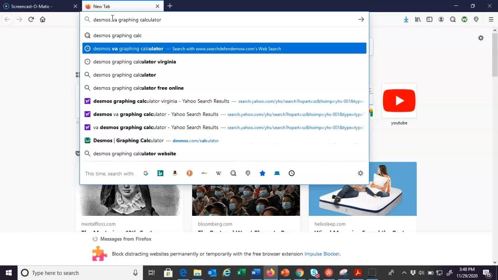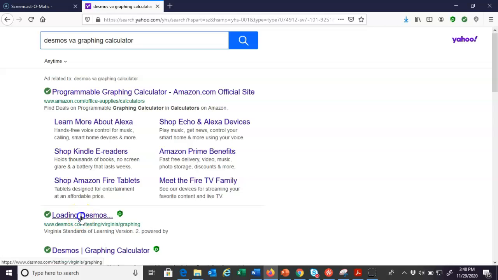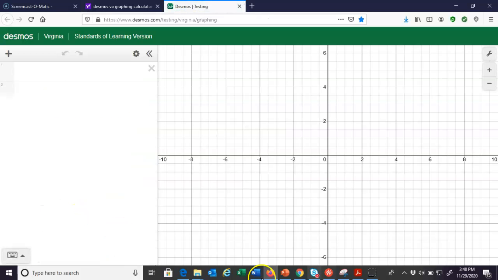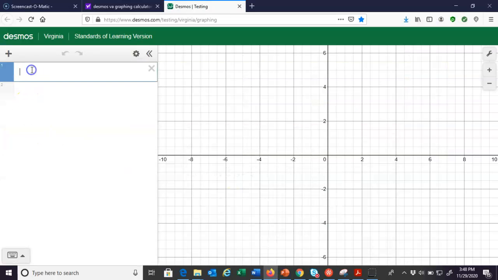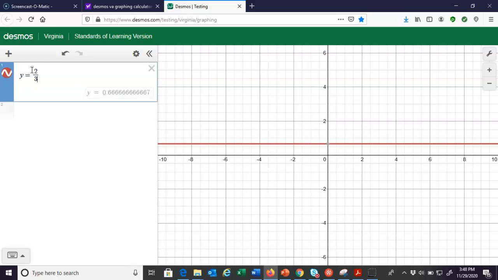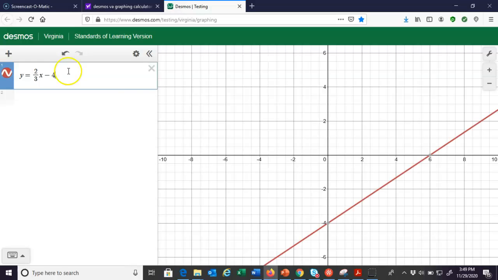I should have this. I know I have it as a favorite. Okay, now you know me, I forget what it is. 2/3 x minus 4. So you go here, you're like, okay, I'm going to graph this. Ms. Winslow said I could, and I have a tool at my disposal, so why not graph it? Right, so -4.